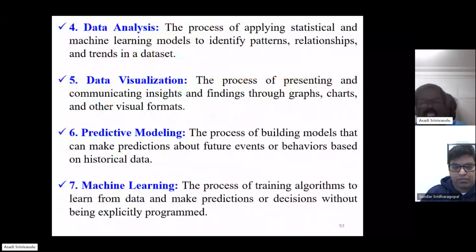Then finally, you become a data scientist. Once you have knowledge of these 10 subjects, you become a data scientist. So these are the major concepts of data science.